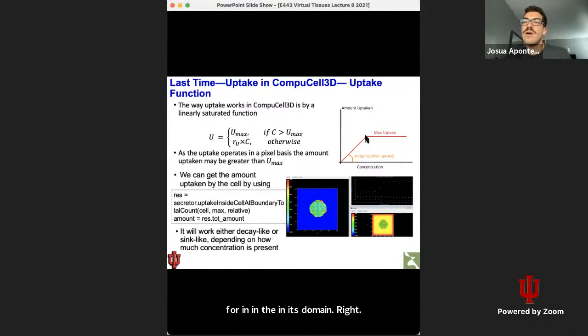But if the concentration of the field is below 2 in this example, then the cell takes a relative amount. It would be a fraction of the concentration, which we specified as the relative uptake rate. And this is to ensure that when the concentration goes to 0, as you're taking just a fraction of it, the concentration outside of the cell never goes negative.